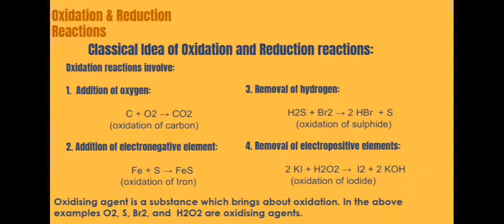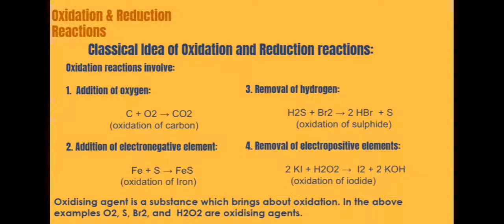An oxidation reaction involves addition of oxygen. The chemical equation shows the oxidation of carbon, in which carbon reacts with oxygen to produce carbon dioxide. Number 2, addition of electronegative element. This chemical equation shows the oxidation of iron. Iron reacts with sulfur to produce iron sulfide.